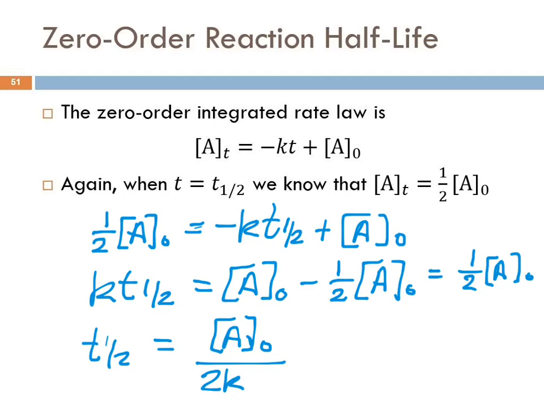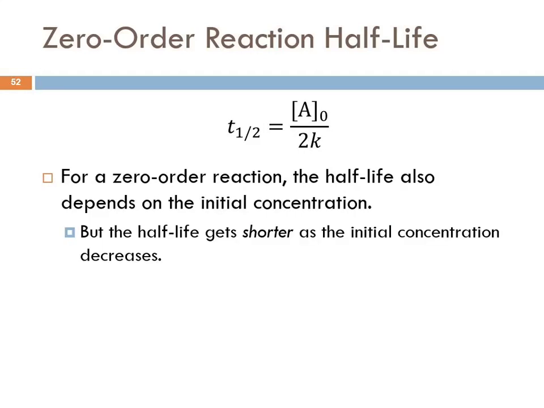For a 0 order reaction, the half-life also depends on the initial concentration. But now if the initial concentration is large, the half-life is long. And if the initial concentration is small, the half-life is short. So it's a direct proportion. Half-life gets shorter as the initial concentration decreases.